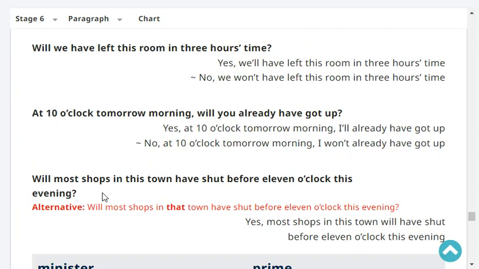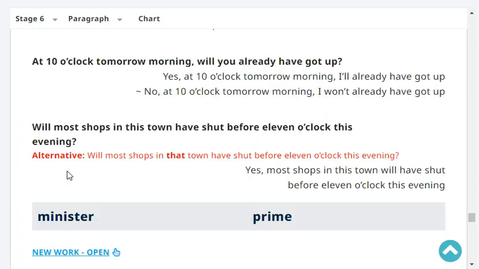At 10 o'clock tomorrow morning, will you already have got up? Yes or no? Yes, at 10 o'clock tomorrow morning, I'll already have got up. Very good.